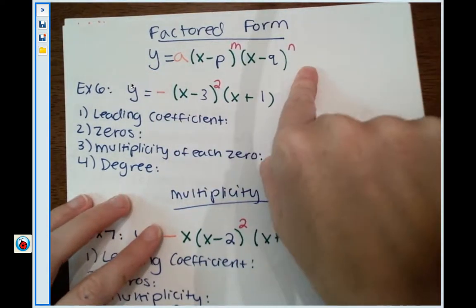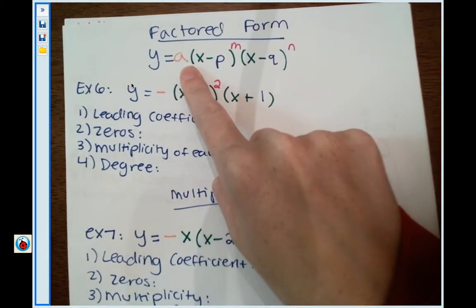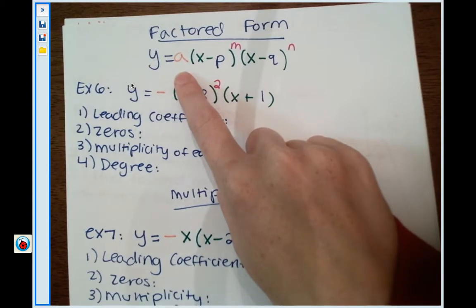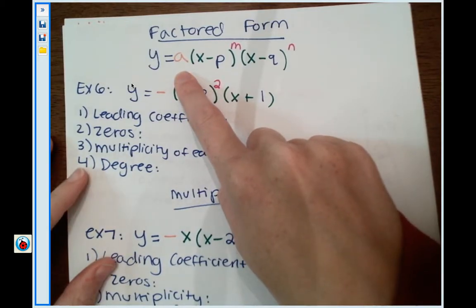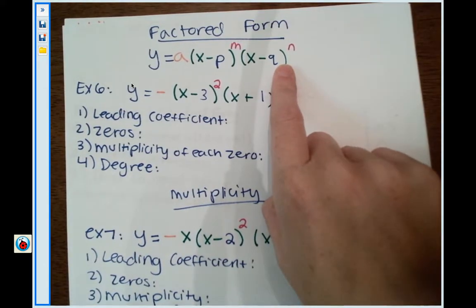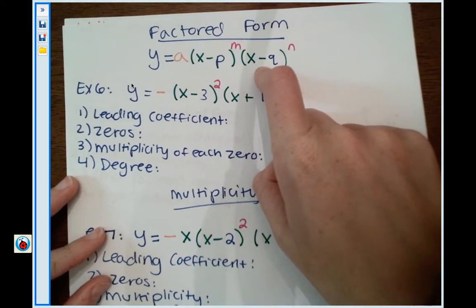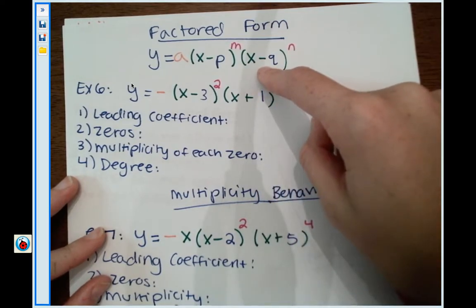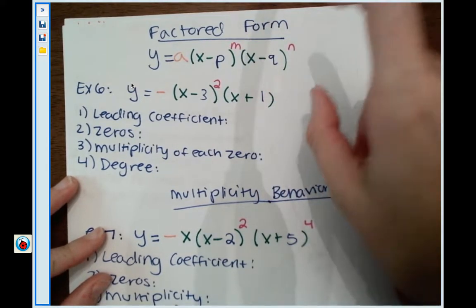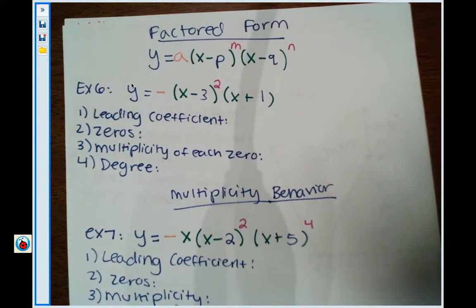So in factored form, like we discussed on the Prezi, the number in front of your first parentheses containing an x is the leading coefficient. The zeros are the opposite of the numbers inside the parentheses, so we're going to be changing the signs. The multiplicity are the exponents on each factor, and the degree, we're going to add up the multiplicities. So, let's see what happens.